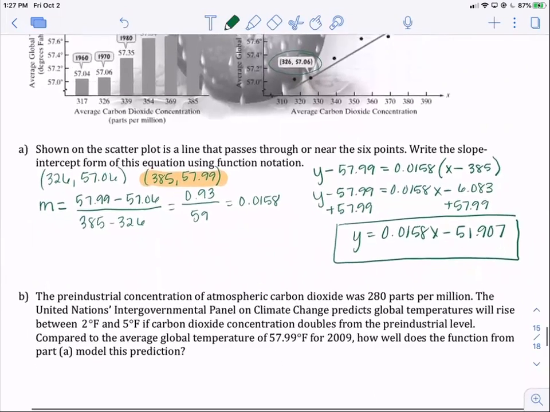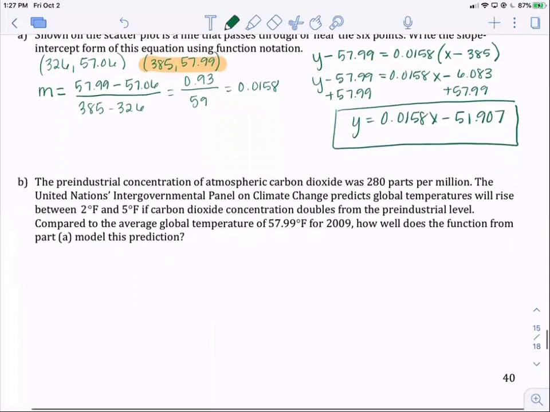Okay, and last part. The pre-industrial concentration of atmospheric carbon dioxide was 280 parts per million. The Intergovernmental Panel on Climate Change predicts global temperatures will rise between 2 degrees Fahrenheit and 5 degrees Fahrenheit if carbon dioxide concentration doubles from the pre-industrial level. Compared to the average global temperature of 57.99 degrees Fahrenheit for 2009, how well does the function from part A model this prediction?